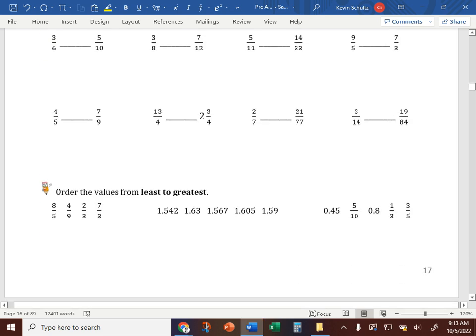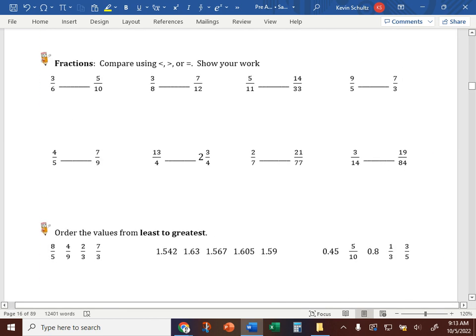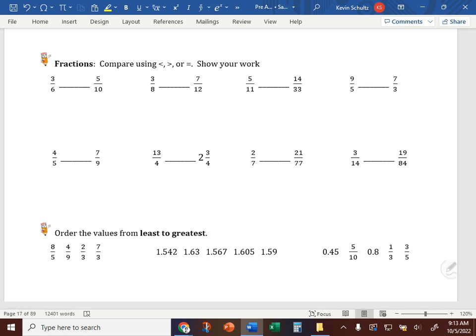Fractions. The grand finale here. Says compare using less than, greater than, or equal to, show your work. No period at the end. My editor, goodbye. 3/6 and 5/10. What do you want to do? Is 3/6 less than, greater than, or equal to 5/10? And be prepared to defend your choice.